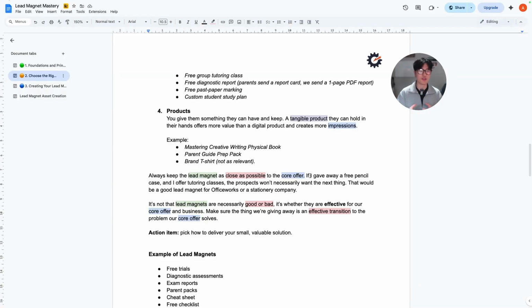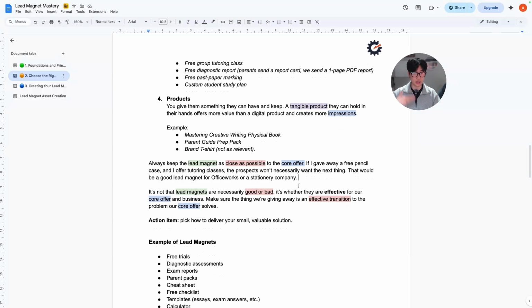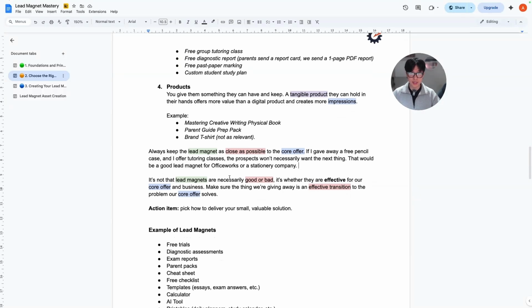If you gave away a free pencil case and you offer tutoring classes, the prospects won't necessarily want the next thing. It's not a natural transition. That would be a good lead magnet for something like Officeworks or a stationery company because they'll most likely come back to you for stationery given that the pencil case is really good, but it's not what we want for our service. So don't give that.